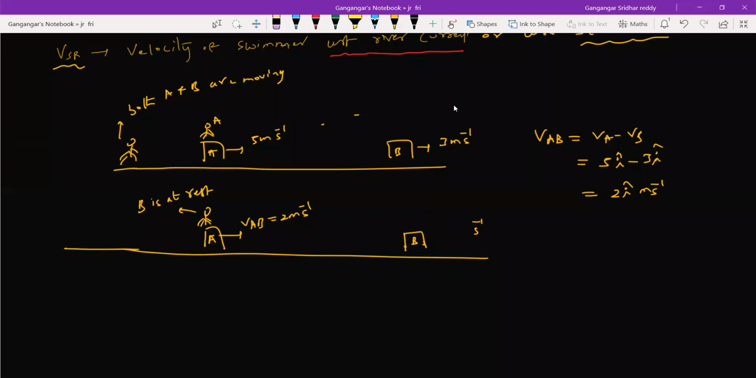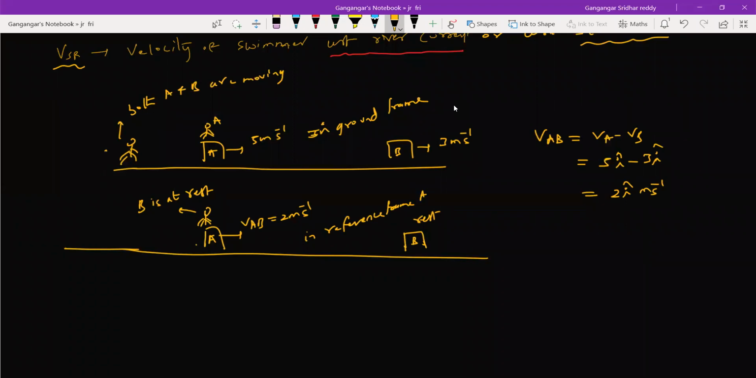Since we are doing the frame of A, better you write it like this. This problem is in the ground frame. The second diagram is in the frame of reference of A; we are showing this situation in reference frame A. And this one is in the ground frame.